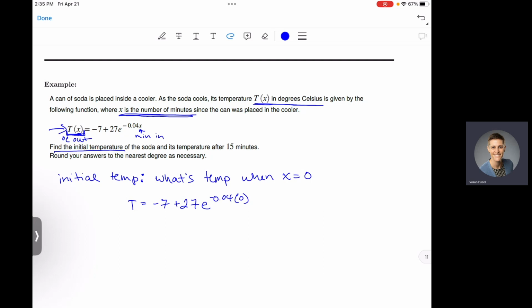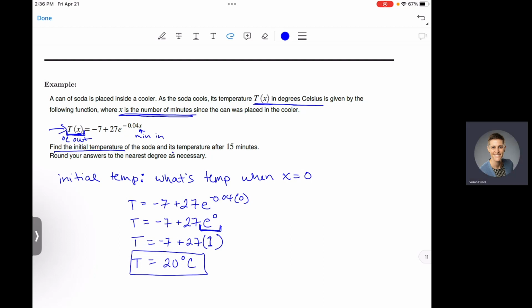All right, and we've got to figure out what our initial temperature is. So we're going to have -7 plus 27 times e to the negative 0.04 times 0. That's 0. Okay, so now to simplify this, I have to figure out e to the 0 power. Well, anything to the 0 power is 1. So e to the 0 power is still just 1. And so we're going to have -7 plus 27 times 1. That means -7 plus 27. Our initial temperature is 20 degrees Celsius. So that's our initial temperature when time is 0.